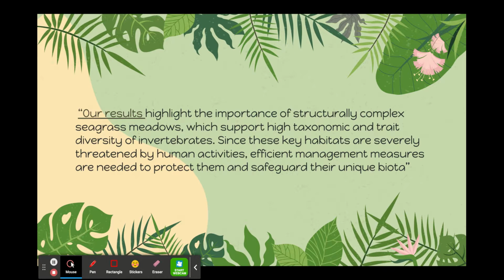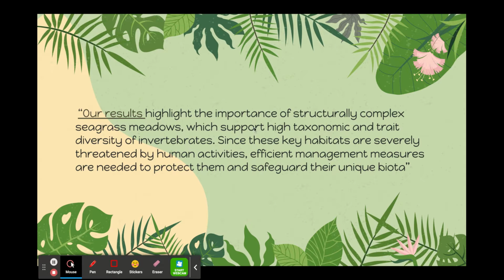I wanted to read this. This is straight from an article that is a research-based article. So that means that some scientists actually did a study. They went out into the field, they collected data, and what they came back with was this. It says, our results highlight the importance of structurally complex seagrass meadows. Okay, so this is an ecosystem, complex seagrass meadows, which support high taxonomic and trait diversity of invertebrates.